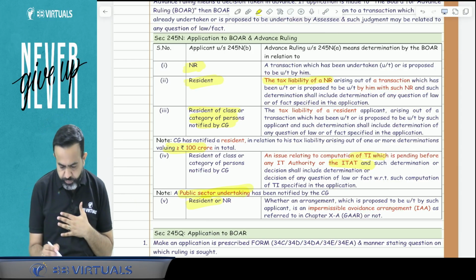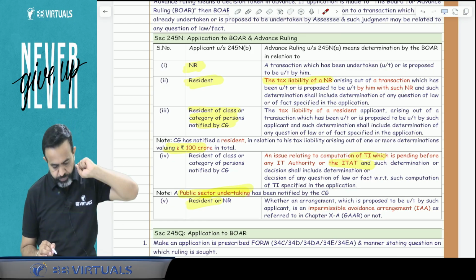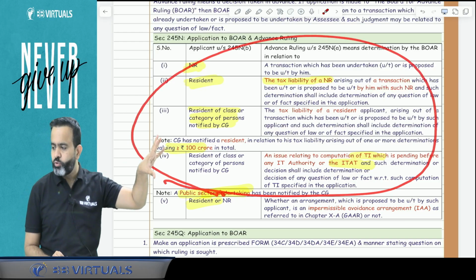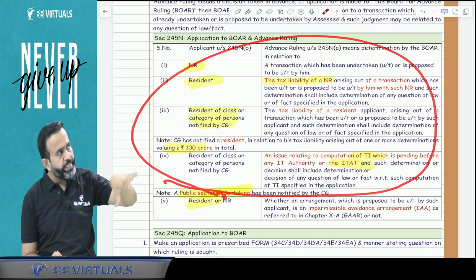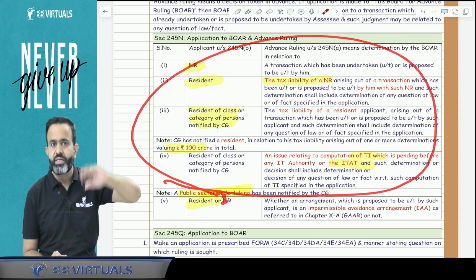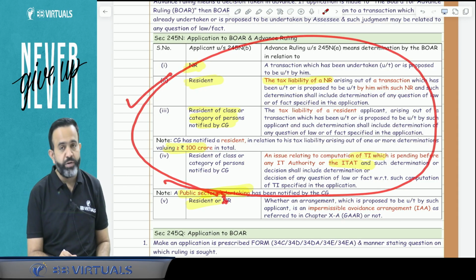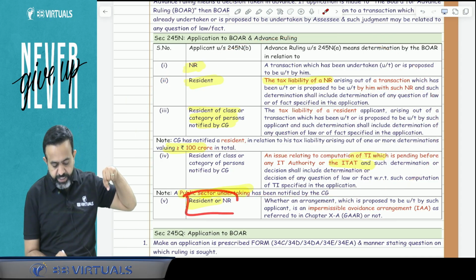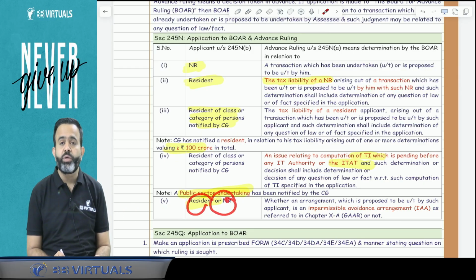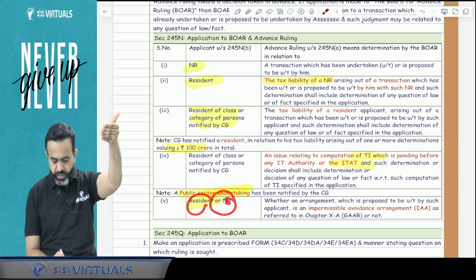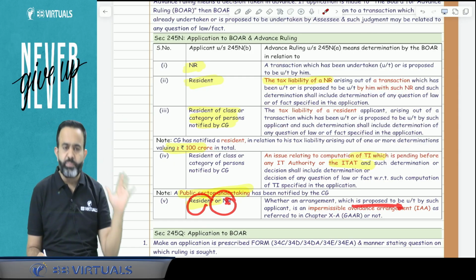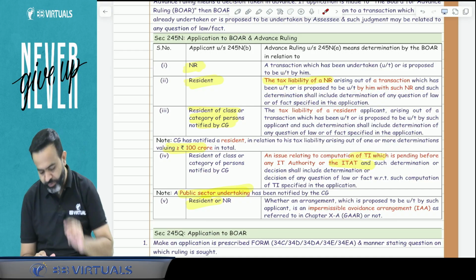Now guys, try to understand. In case of these 5 applicants, the first 4 applicants may apply for advance ruling when they have already undertaken the transaction or are going to undertake the transaction, means for past transactions or future transactions. But guys, in the last case, in case of GAR, that impermissible avoidance arrangement, this person can apply for advance ruling only for a future transaction, where that transaction is proposed to be undertaken by that person. Okay, one more point.